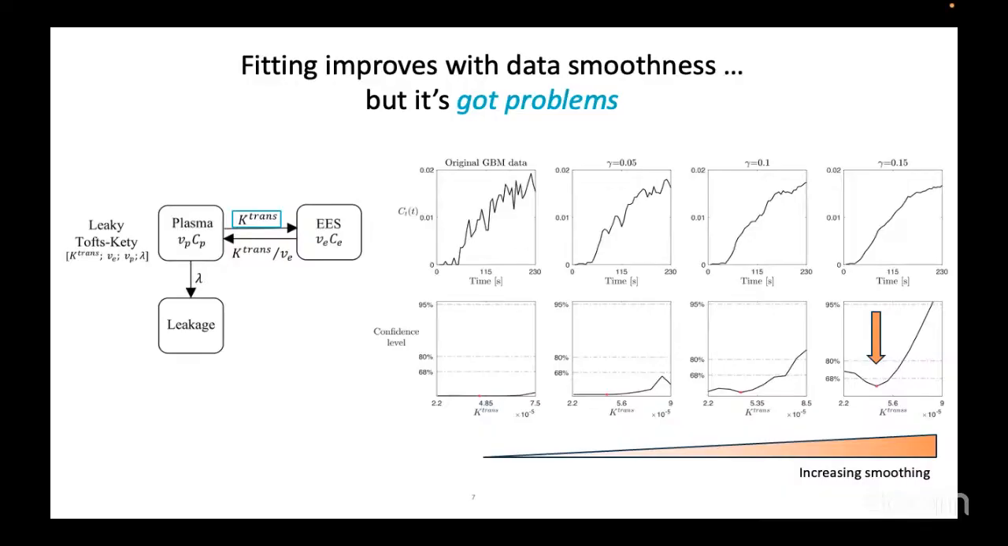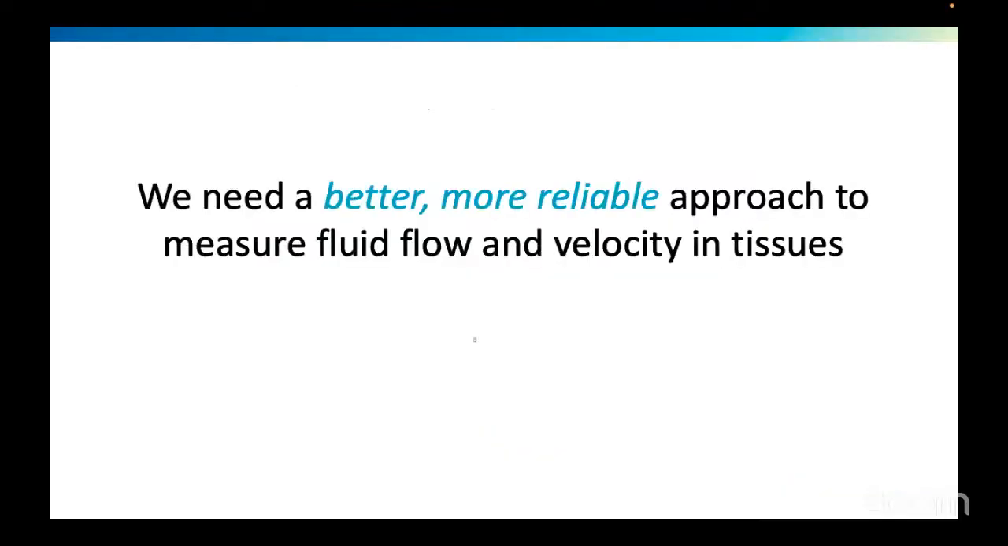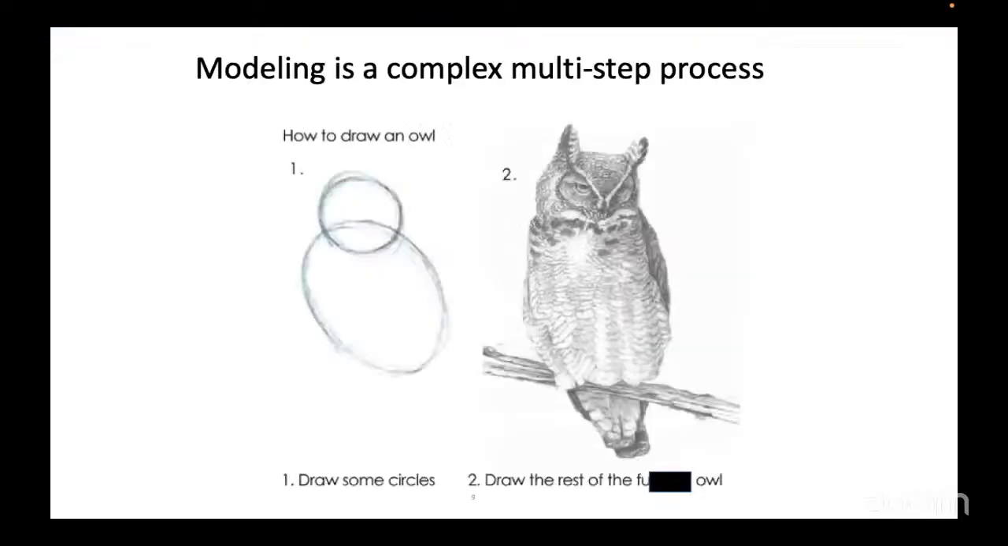Okay, so that's really the motivation and context for where we're going, because the problem is really how to get better and more reliable methods to measure fluid flow and velocity in tissues, using different kinds of tools. And whenever we do this kind of exercise, people in this field of mathematical modeling, it's like drawing.